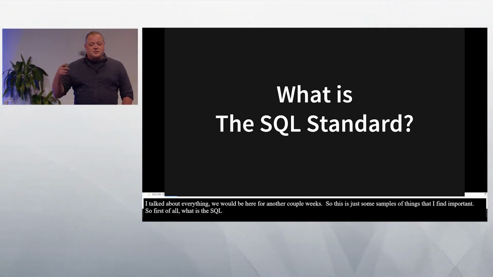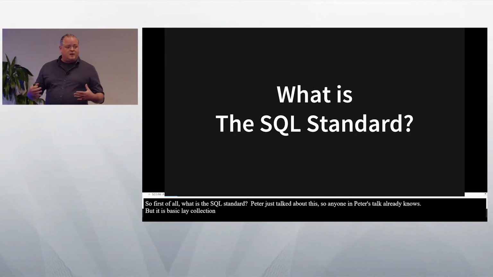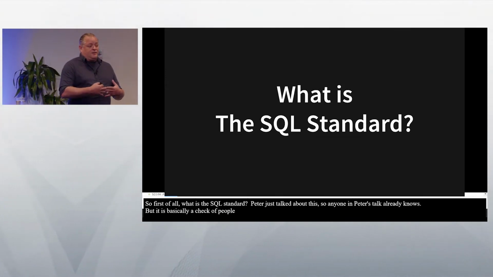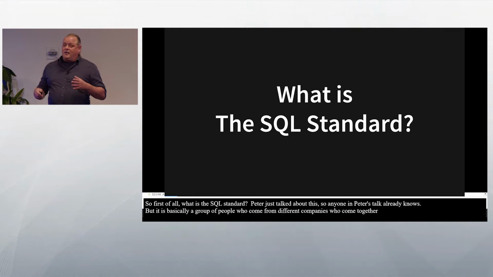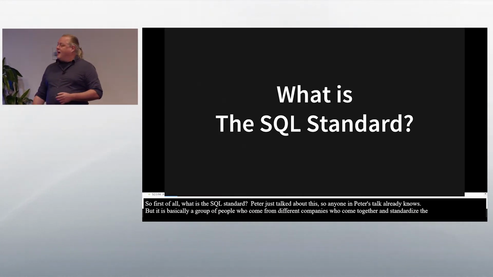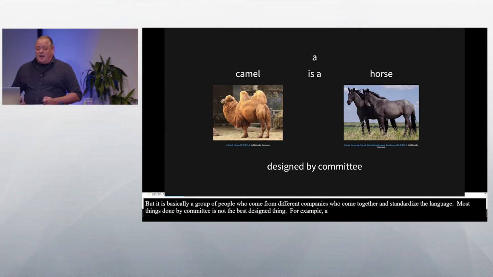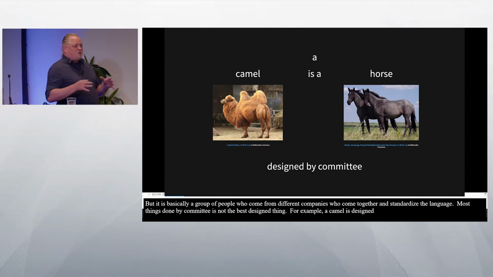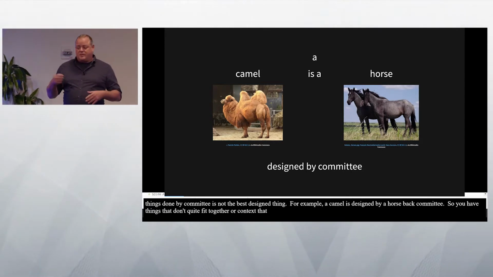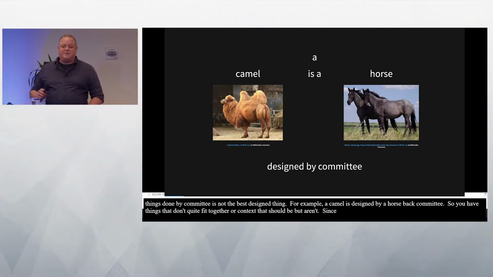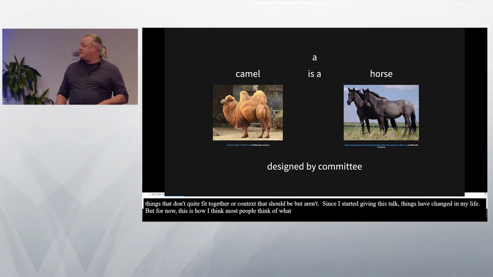Peter just talked about this, so anybody who was in Peter's talk already knows, but it's basically a collection of people who come from various companies and vendors and get together and standardize the language. But like most people know, anything that is done by committee is not necessarily the best design thing. For example, a camel is a horse designed by committee. And so you have little pieces of things here and there that don't quite fit together, or syntaxes that should be harmonized but aren't. And I'll have more to say about this later, because since I started giving this talk, things have changed in my life. But for now, this is how I think most people think of what the standard is, and so I left the talk as is.